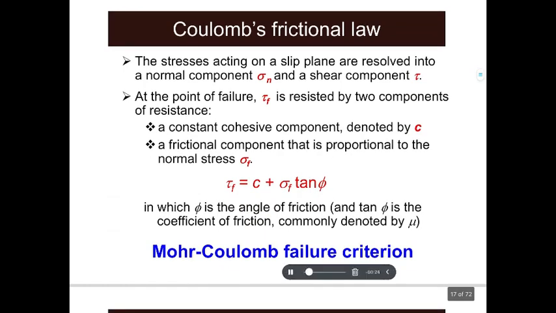Therefore, the shear strength of the material is the summation of both components, where the shear strength tau f is equal to c plus sigma f times tan phi, in which phi is the angle of friction and tan phi is the coefficient of friction, commonly denoted by mu. And this gives rise to the Mohr-Coulomb failure criterion.